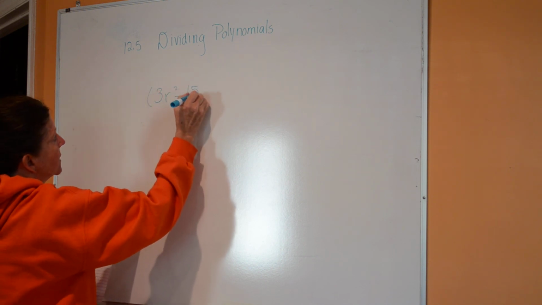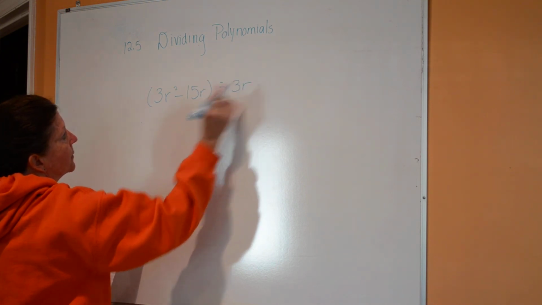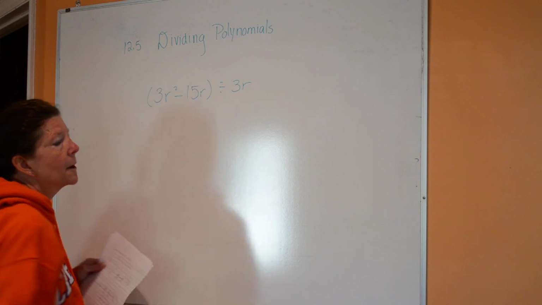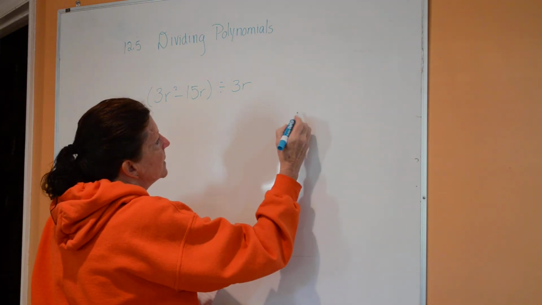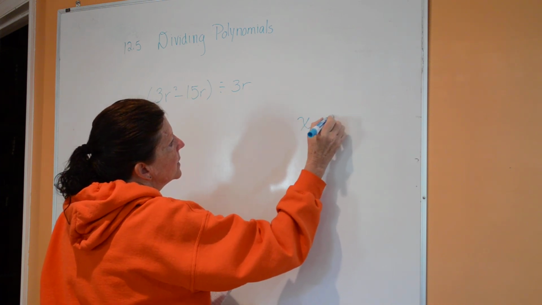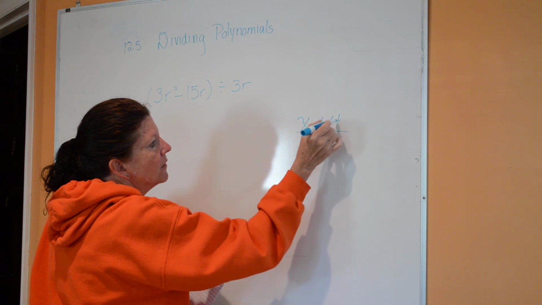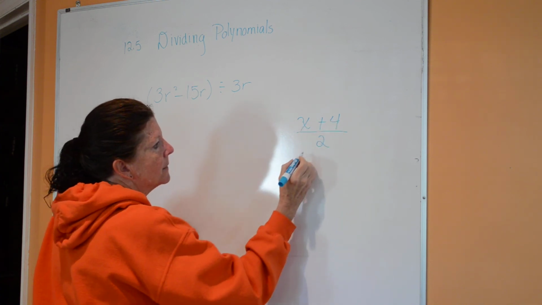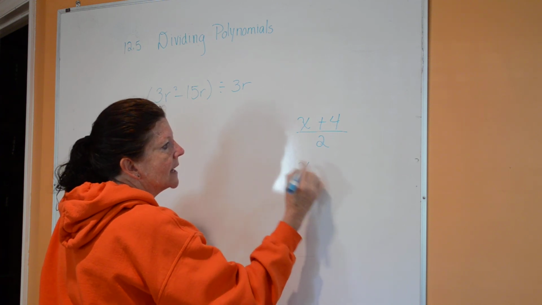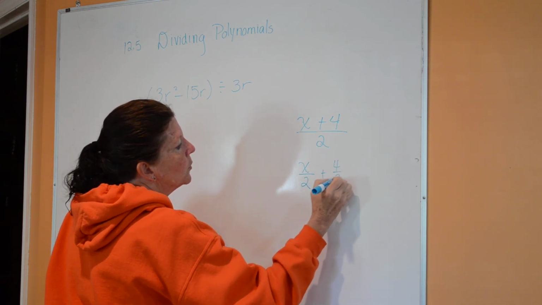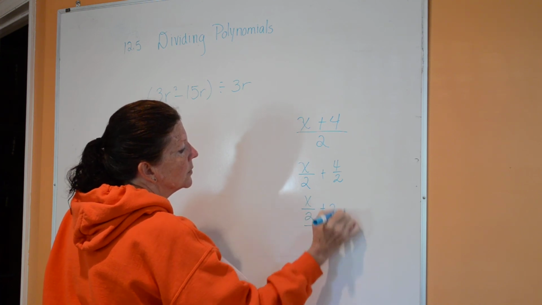Now at first we're going to start out with where we're just dividing by a monomial. So I have a binomial here and I'm dividing by a monomial here. Well, that might be similar to if I had x plus 4 divided by 2. Notice that both of these have a common denominator, and that common denominator is 2. So I could rewrite this as x over 2 plus 4 over 2. So I could say that's x over 2 plus 2.